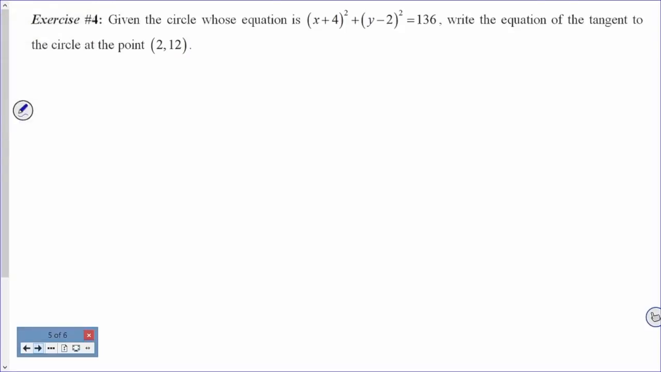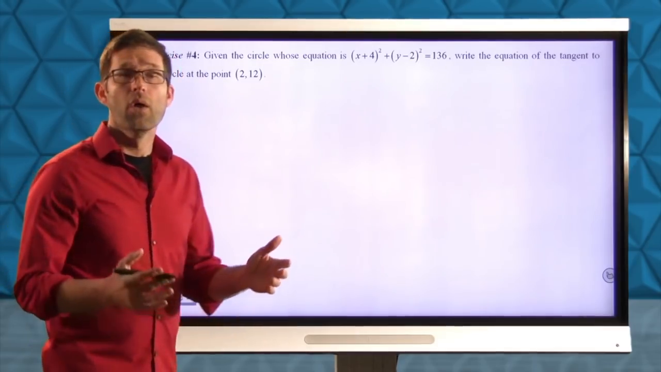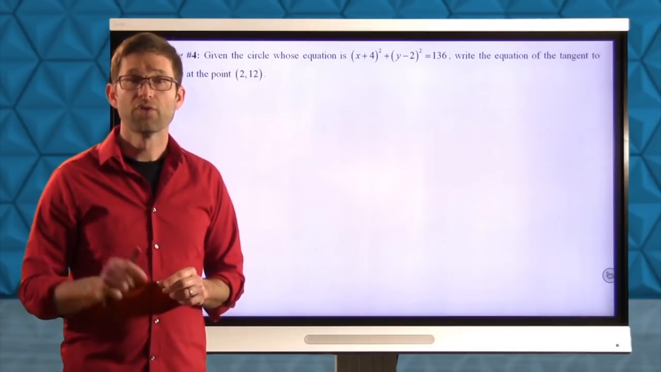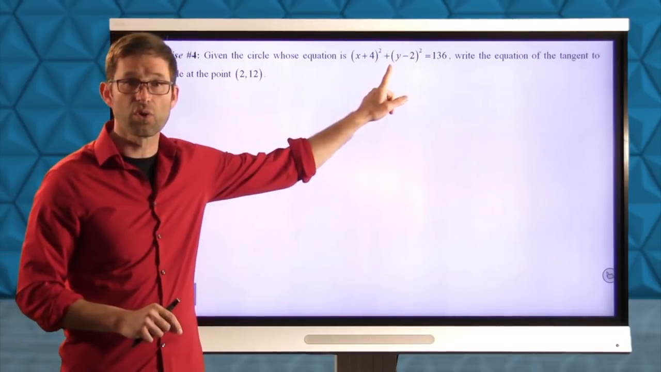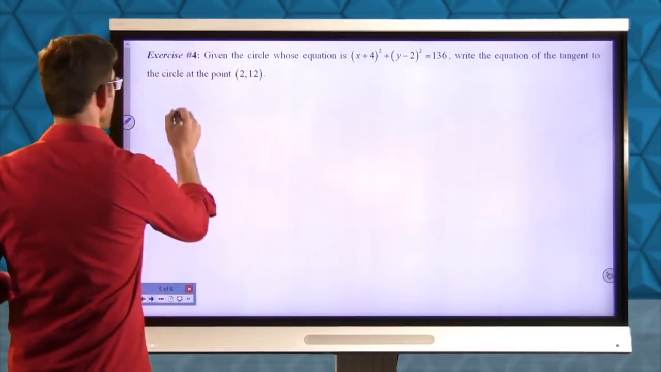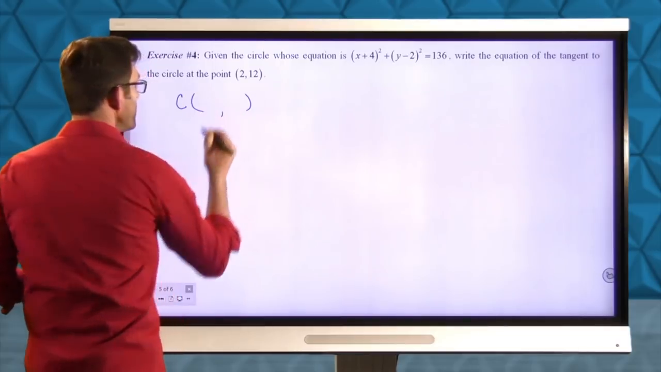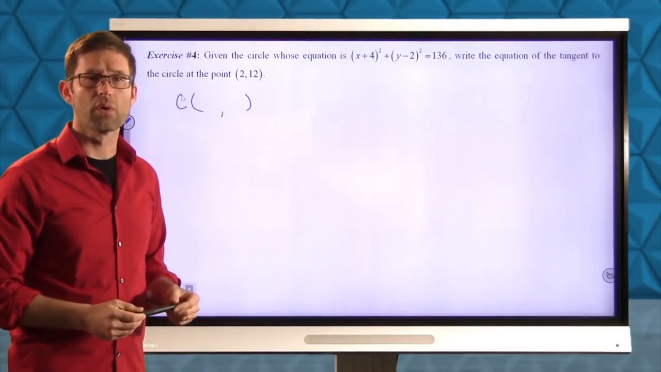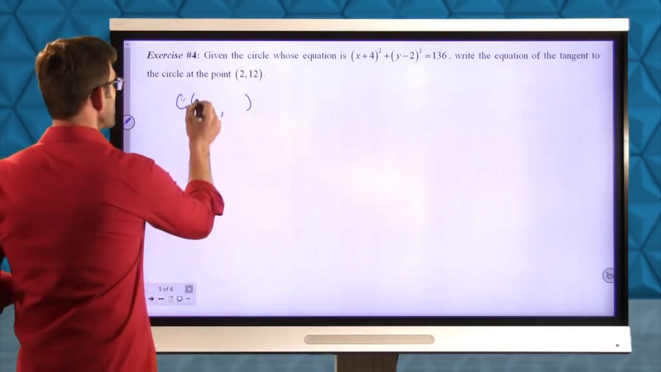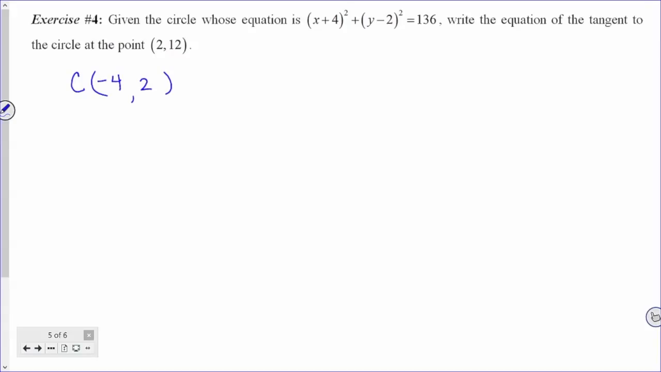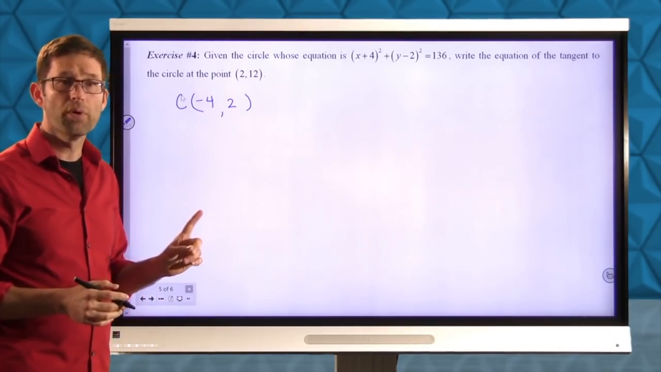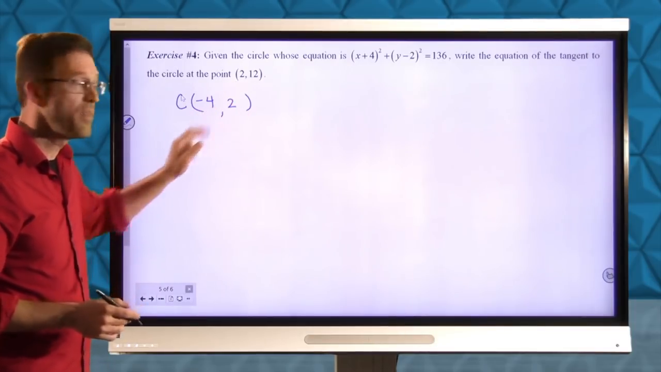All right, so let's do this. Now, the key here again is that the tangent line will be perpendicular to the radius that connects the center of this circle with the point of tangency. So the first thing I want to know is the center of my circle, right? What is the center of this circle? All right, well, it's (-4, 2), right? Simple enough.